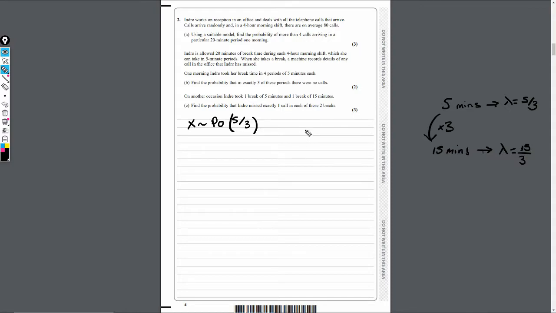So we're going to have X with lambda 5 over 3, and then we're going to do another one. Again, I'll call this one just X, being a bit lazy, but call that one 15 over 3. What we've got to work out now is the probability that X is equal to 1 for both of these, and then just times our answers, and we've simply got it. So the probability that X is equal to 1, because it's exactly 1 call, for both of them.